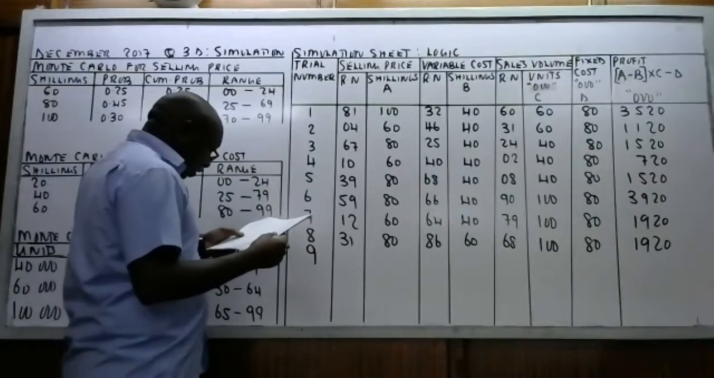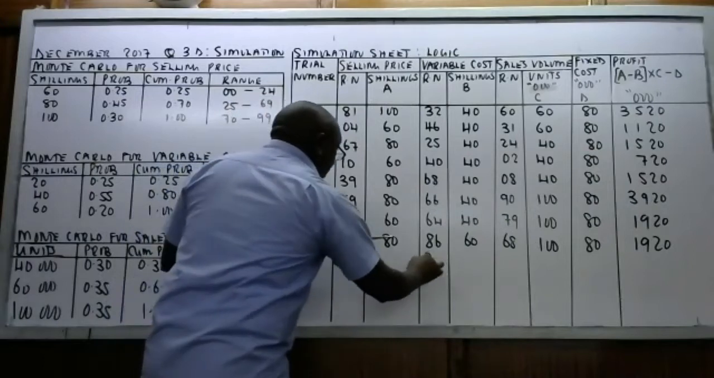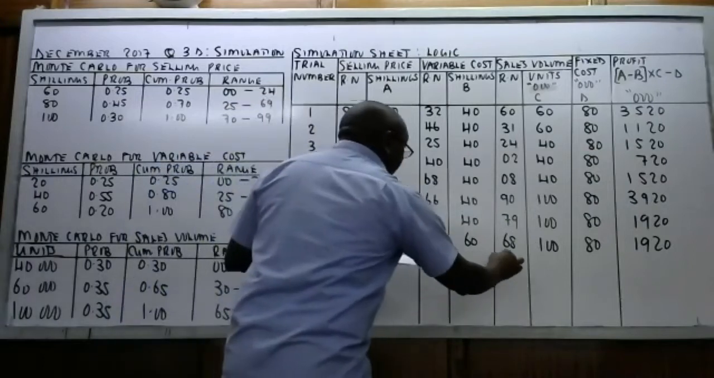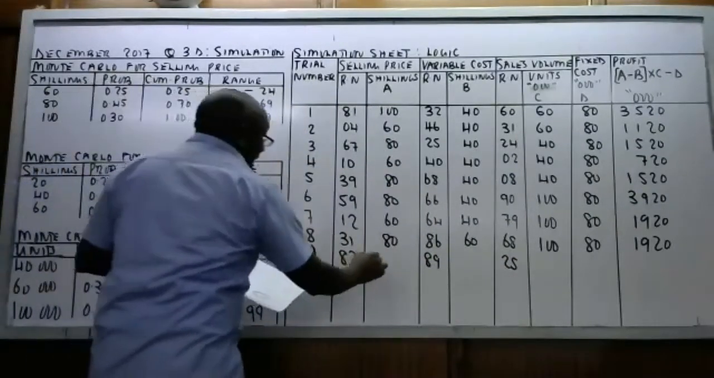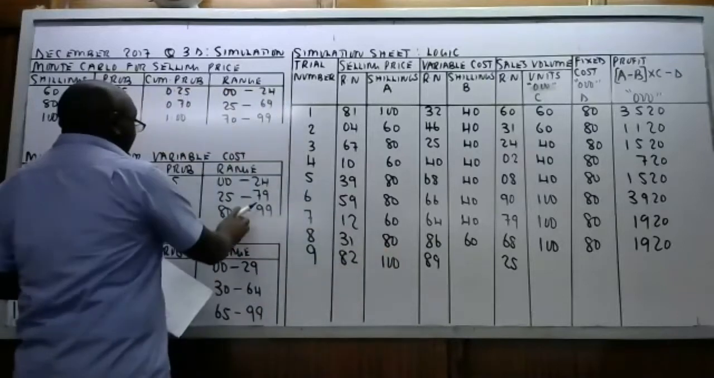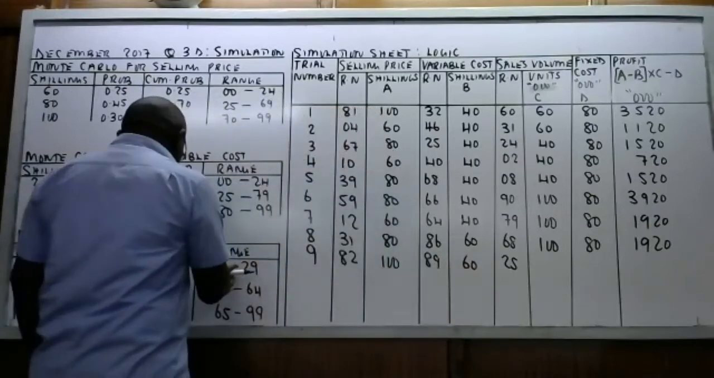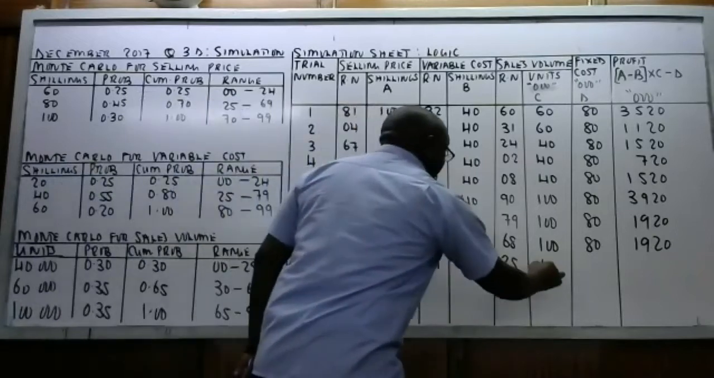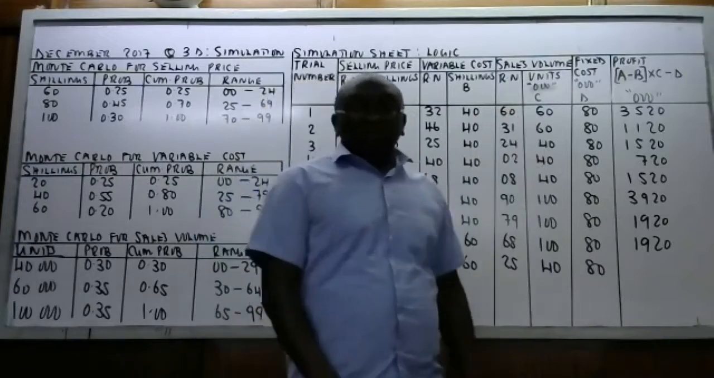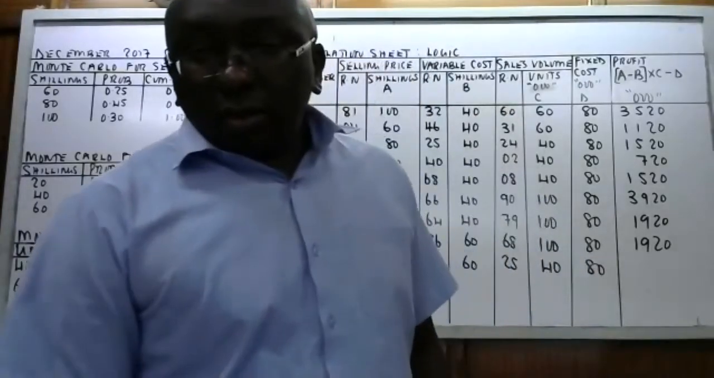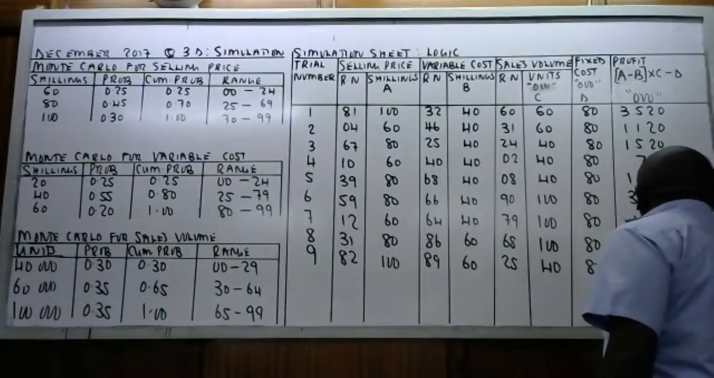Number 9. After 68, I have 82, 89, and 25. So 82 here is giving me 100. 89 here is giving me 60. And 25 is giving me 40. And this is 80. So Rihanna is okay, 1520. Good.